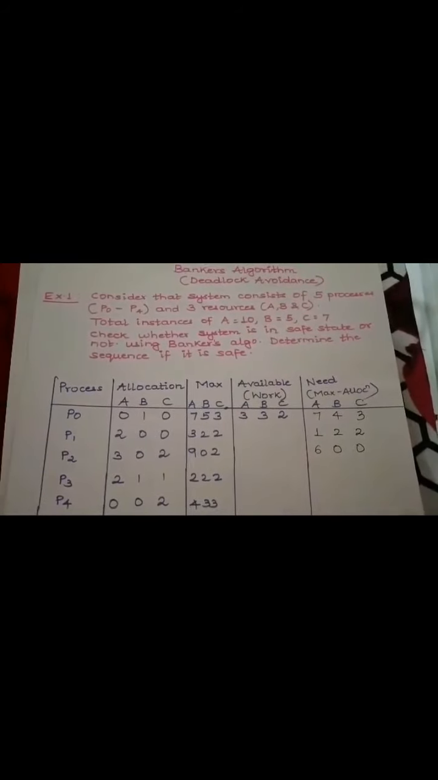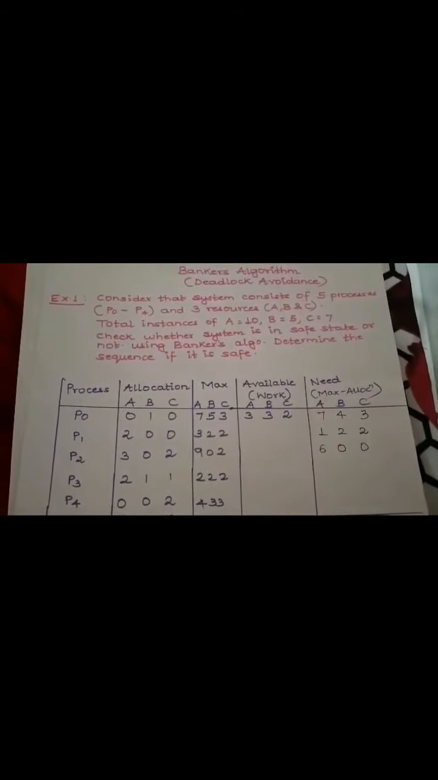Then if you see the problem statement over here, it says: consider that the system consists of 5 processes. Now if you see this table, we have 5 processes from P0 to P4 and 3 resources, that is A, B and C. These 3 resources could be, let's say, A is CPU, B is the printer, and C is memory. The total instances of A are 10, B are 5 and C are 7. Check whether the system is in a safe state or not.